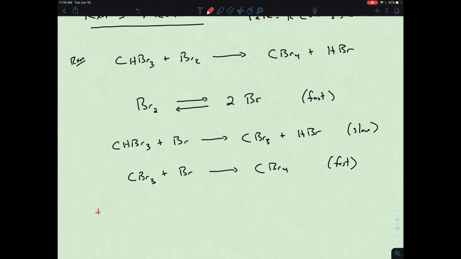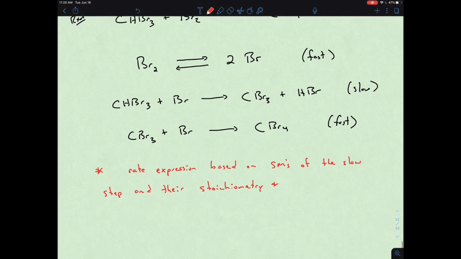So first step, right, we want to have our rate expression based on starting materials of the slow step, right, and their stoichiometry. Now, if we do that, we end up with a rate that looks like this.